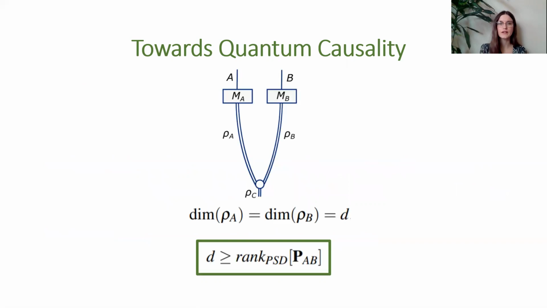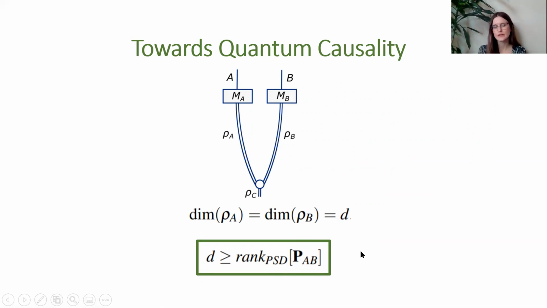And it can be shown that in this case, when we have no communication between Alice and Bob, and you have a quantum common cause, under the assumption that the dimension of rho A and rho B, so the subsystems sent to Alice and Bob, is D, we can say that D must be greater than or equal to the PSD rank, so the positive semi-definite rank, of the probability distribution that Alice and Bob generate.